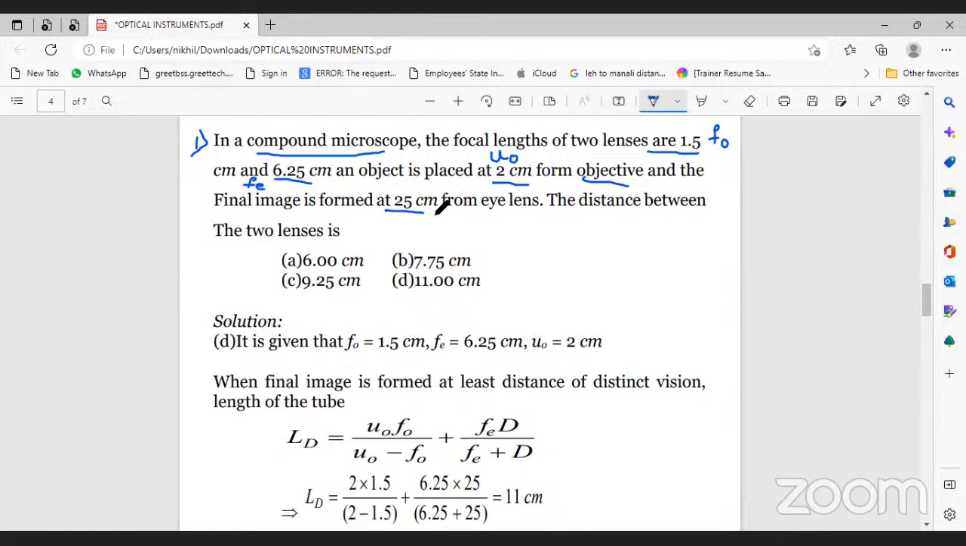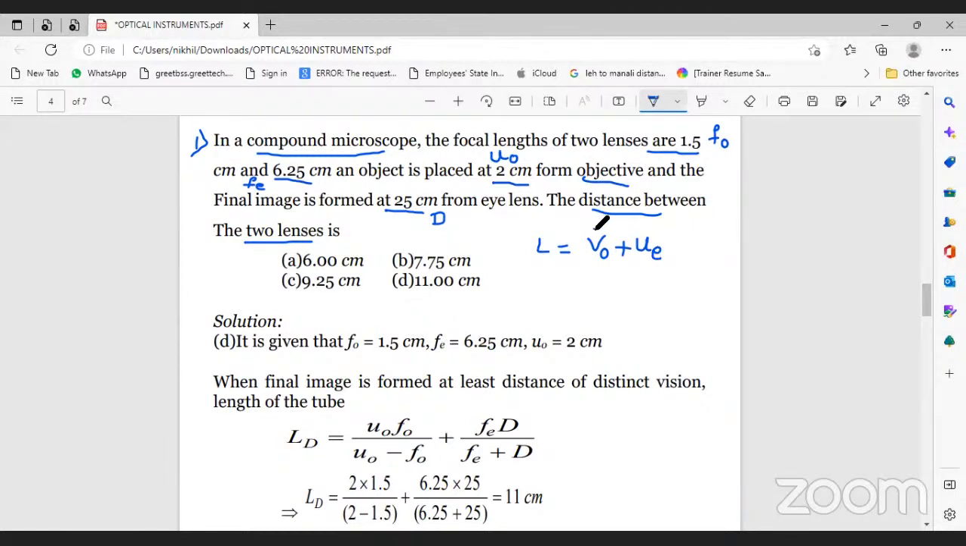25 centimeters from my lens. That is the least distance of distinct vision. You can take it as capital D, that is 25 centimeters. They're asking you to find what distance? The distance between the two lenses, L. The distance between the two lenses is nothing but the image distance of the objective lens, V naught, plus the object distance U of the eyepiece, right? Yes, sir.